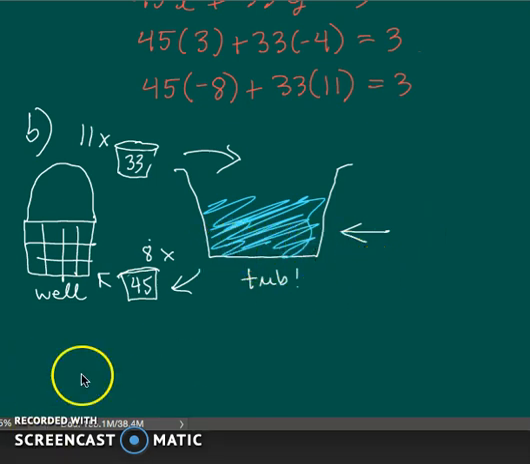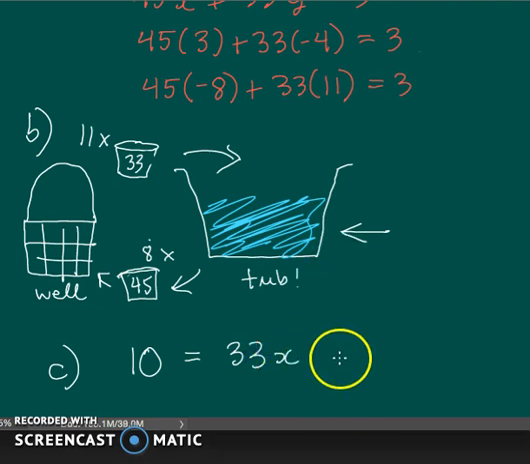So part C is asking whether we can take out 10 gallons of water using a 33-gallon bucket and a 45-gallon bucket. So that equation looks something like this. Is this possible? So some multiple of 33 combined with some multiple of 45. Can that give us 10?